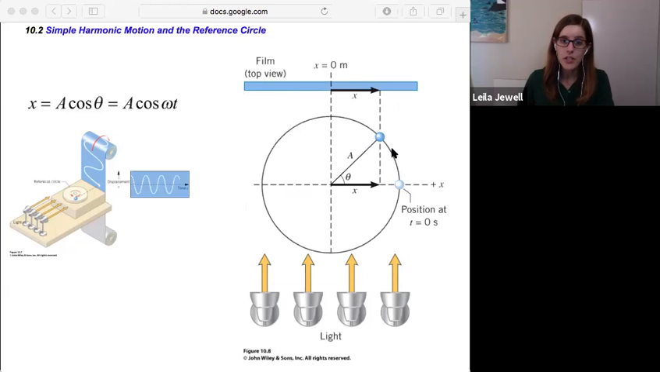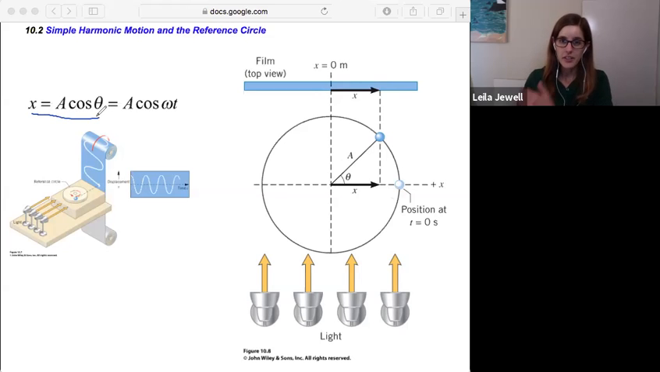As the ball rotates around, though, the shadow is just this x component. So if we want to relate the overall amplitude to x, if we know that angle theta, we can do that. We have a right triangle here. So once again, we can use some trig, and that's where cosine comes in. Cosine of theta is going to be adjacent x over hypotenuse A. Or in other words, x is equal to A times cosine of theta, as written over here.